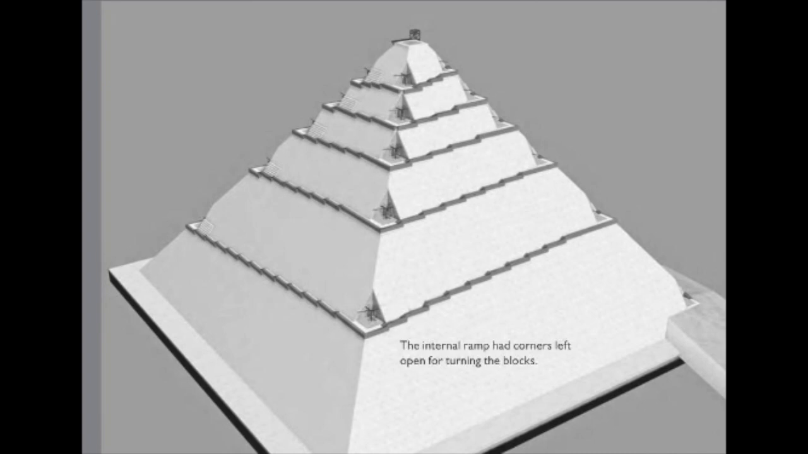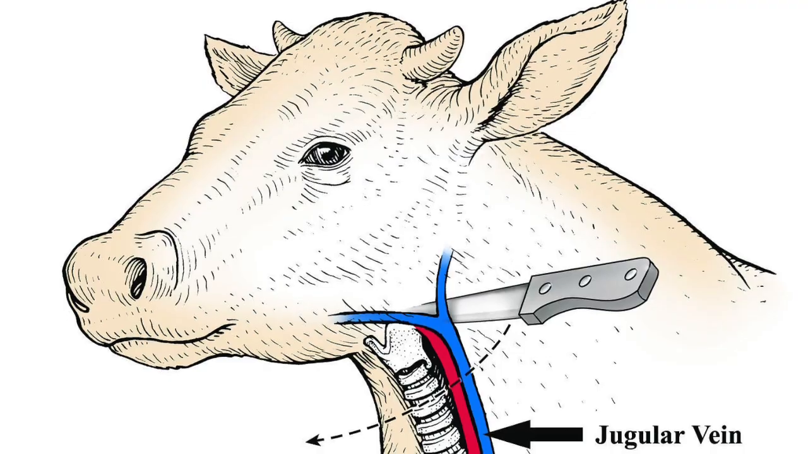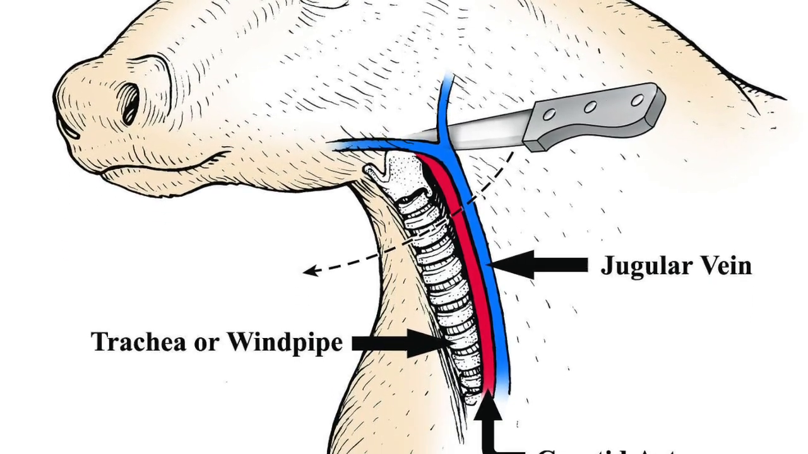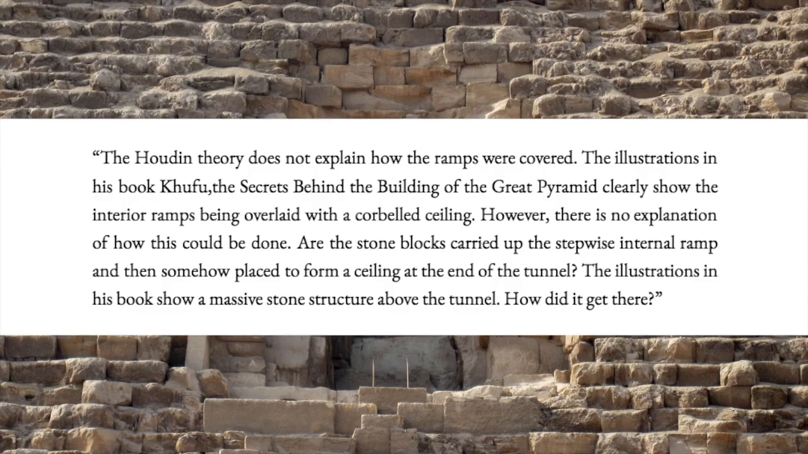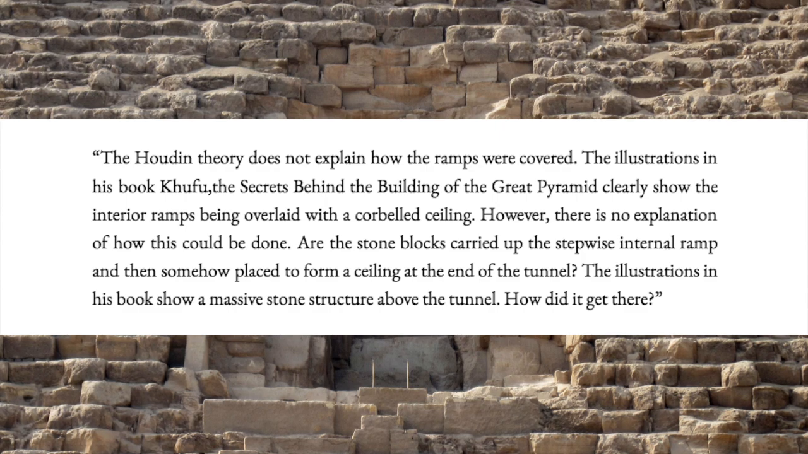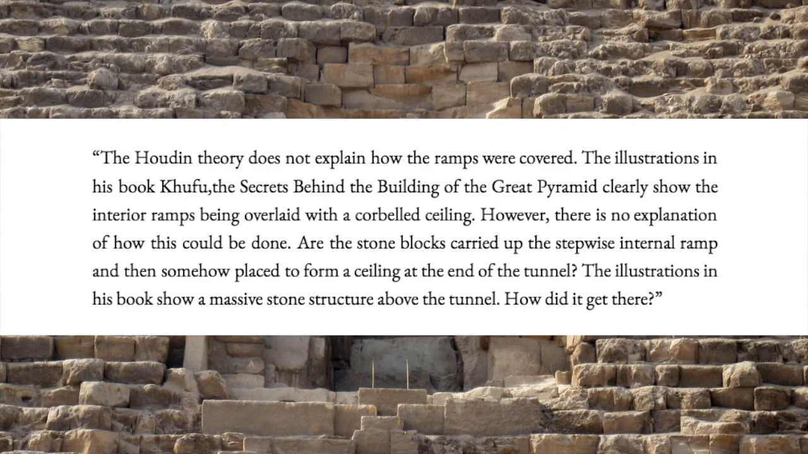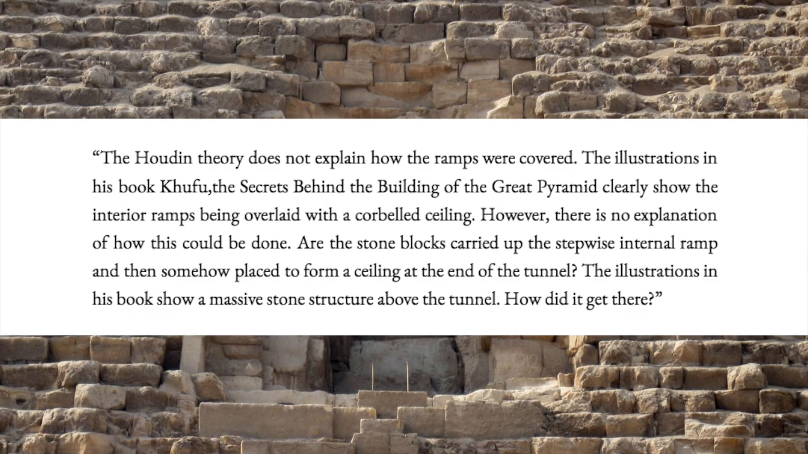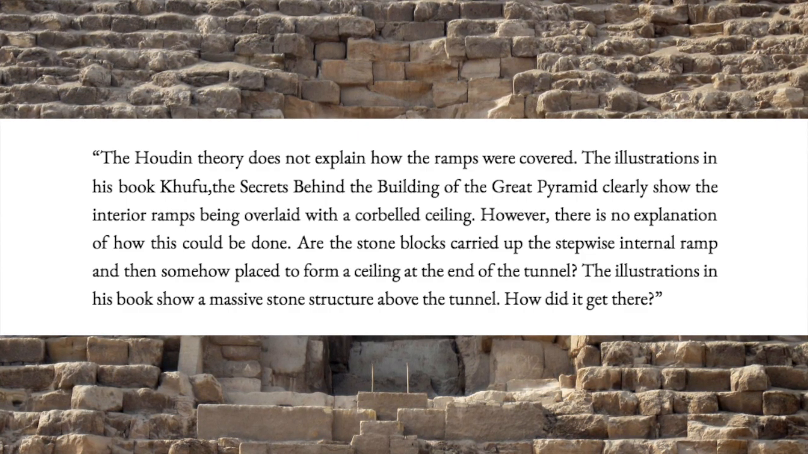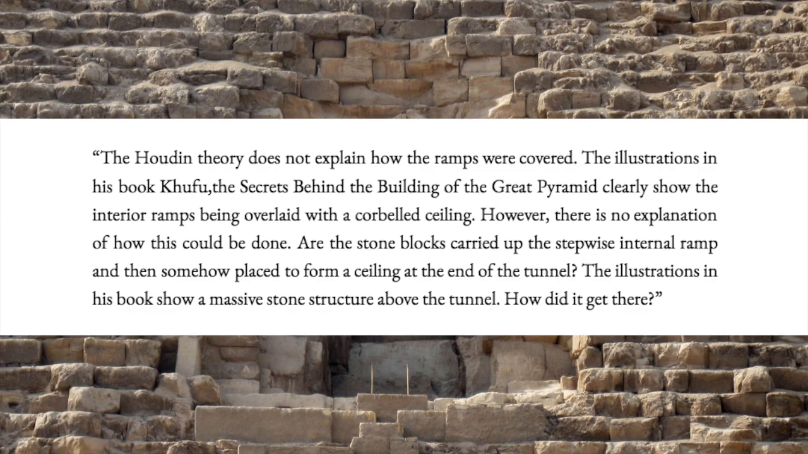He holds no punches in immediately going for the jugular, stating that in the film entitled Unlocking the Great Pyramid, Khufu Revealed, Brier and Houdin found zero evidence for an internal ramp. From here, he picks at the construction of the ramp. The Houdin theory does not explain how the ramps were covered. The illustrations in his book, Khufu, The Secrets Behind the Building of the Great Pyramid, clearly show the internal ramps being overlaid with a corbelled ceiling. However, there is no explanation of how this could be done.